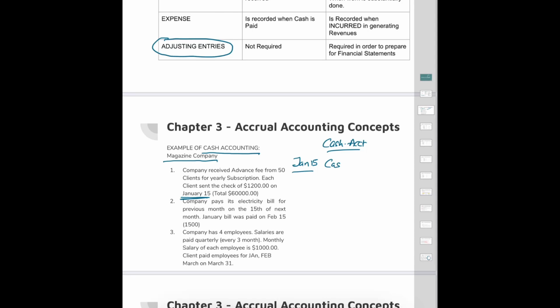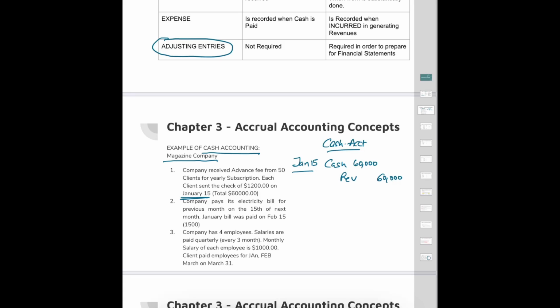Okay, and the company received cash of 60,000, so the company increased cash. Now in cash accounting, whenever the cash is received, it's revenue, so the company will increase the revenue 60,000 on January 15. Now just see over here what's going on. This cash that the company has received, it is for the yearly subscription, means it's for the whole year, but they have recognized it as soon as the cash is received.